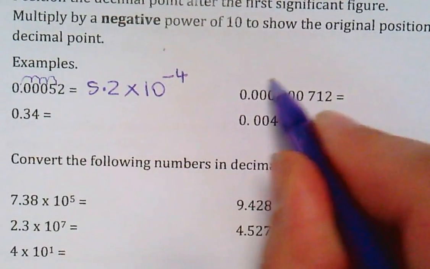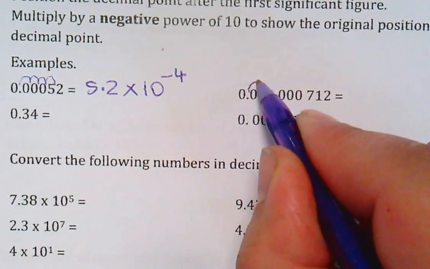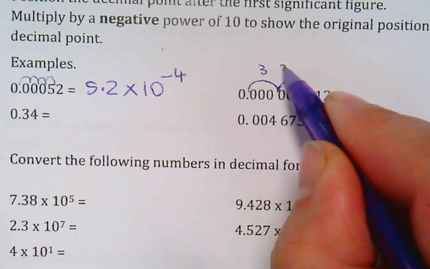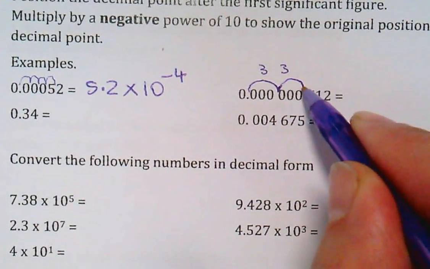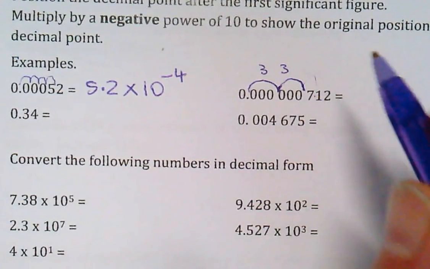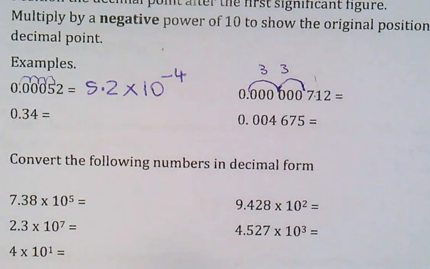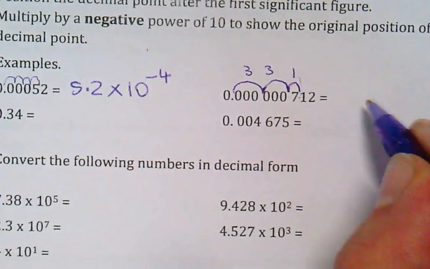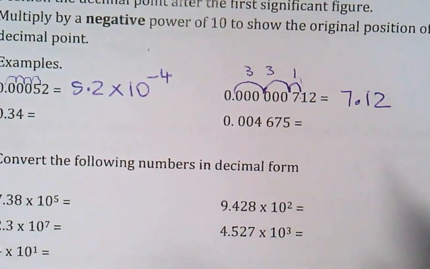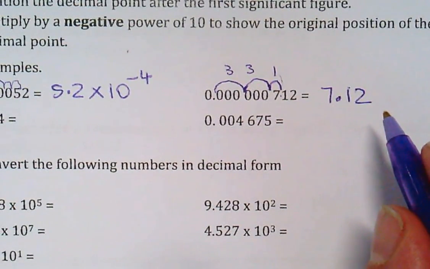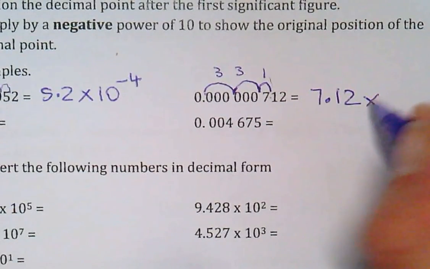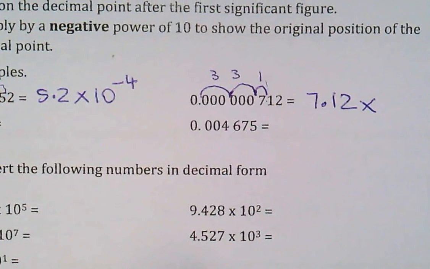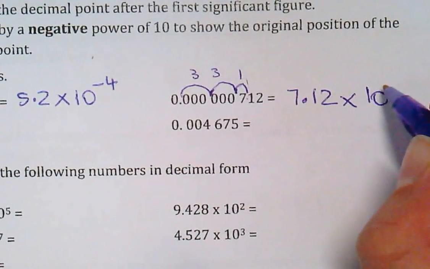This one, how many jumps? 1, 2, 3, 4, 5, 6. Where do I want to stop? 7.12, not 71.2. I need a number between 1 and 10. So I jump one more. 7.12. Do you get that? I have to stop when I get a number that's between 1 and 10, and 7.12 is between 1 and 10, times 10 to the minus.